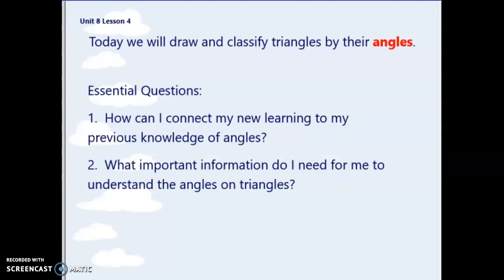Two questions to think about today while you're working. How can I connect my new learning from this lesson to my previous knowledge of angles, which we learned about last week? And number two, what important information do I need to understand the angles on triangles? I'm going to be giving you some important information today in the lesson, so listen for that important information so that you learn how to understand the angles in a triangle.